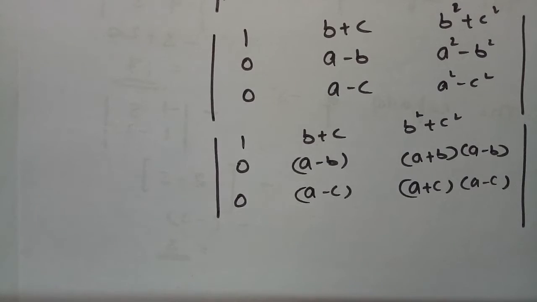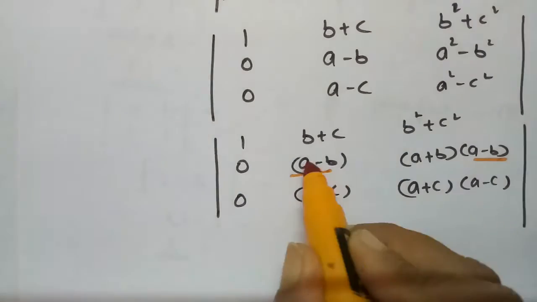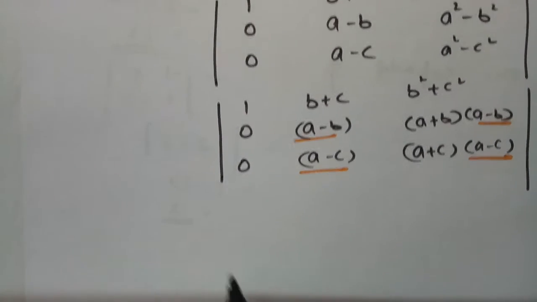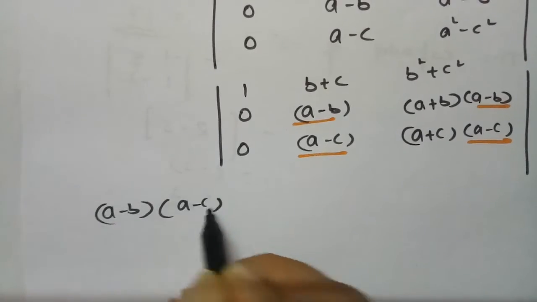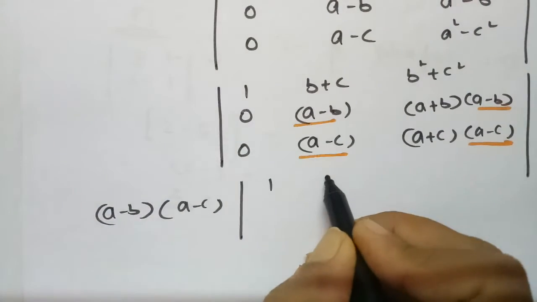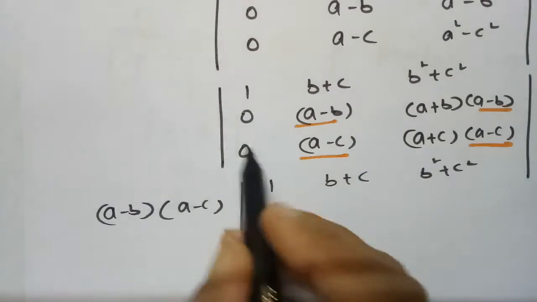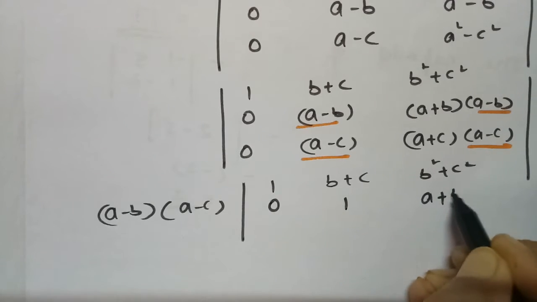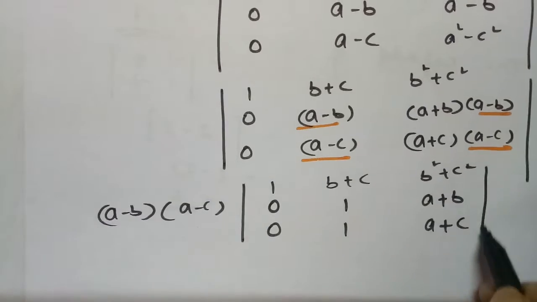So now I have to take a minus b common from row 2, and a minus c common from R3. So a minus b I am bringing out, and a minus c also I am bringing out, and here what remains? 1, b plus c, this is b square plus c square, and this will be 0, this is 1, and this is a plus b, and this is 0, this is 1, and this is a plus c.